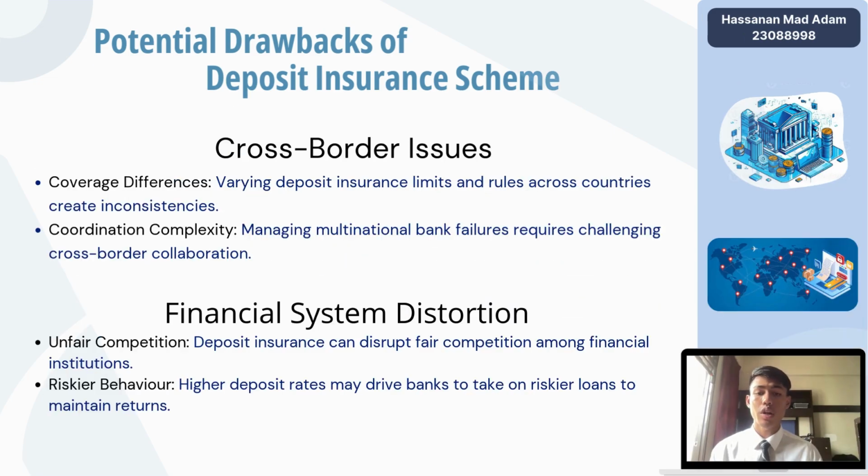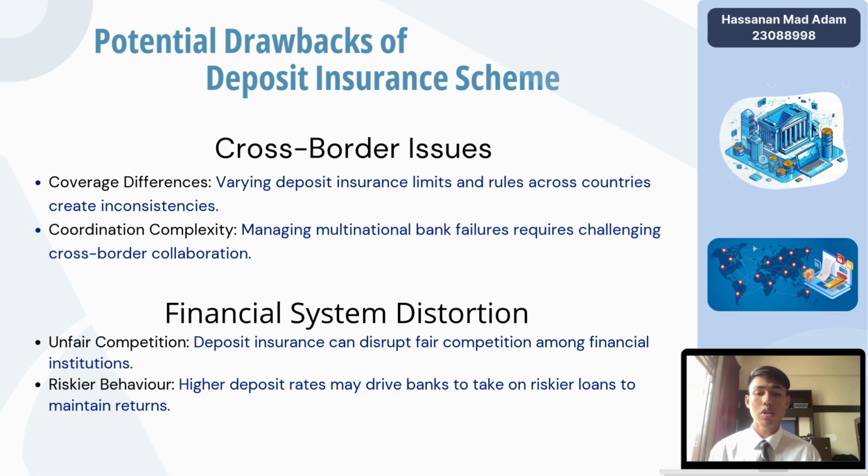Now, consider international banks operating across borders. Deposit insurance schemes may vary by country. For instance, Malaysia insures deposits up to 250,000 ringgit, while in the UK it is 85,000 pounds. When a multinational bank fails, coordinating between these different schemes is complex. Disputes over who gets priority can delay claim resolution, putting depositors in an undesired position.